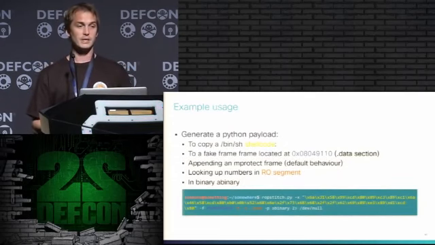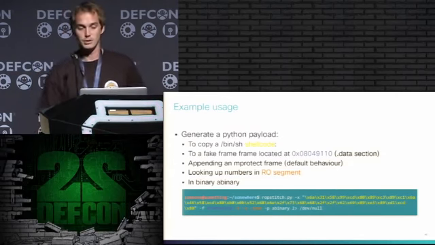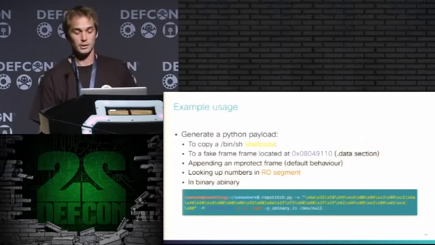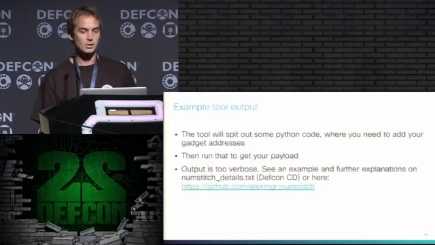So an example usage is basically to copy a binsh shellcode to a fake frame located in the data section, putting an mprotect frame and looking up segments in the read-only segment in a binary, you end up with this command. And all this will spit out a bunch of Python code, which once run will generate your shellcode. I didn't put the output on the slides because it's pretty verbose and it's just a bunch of code, which isn't very interesting. I put it on the CD though, and I've got an example on GitHub if you want to have a look at it.